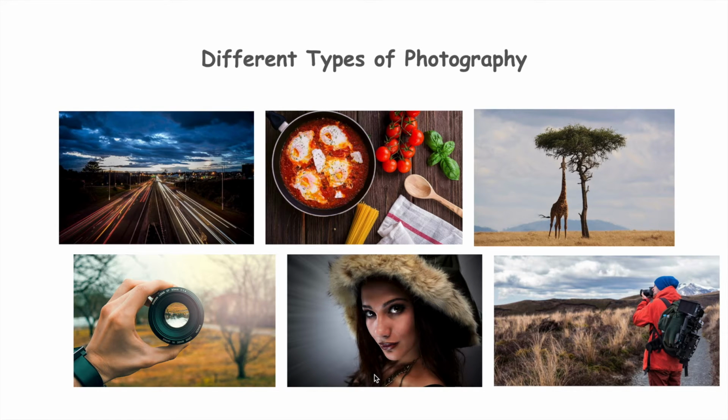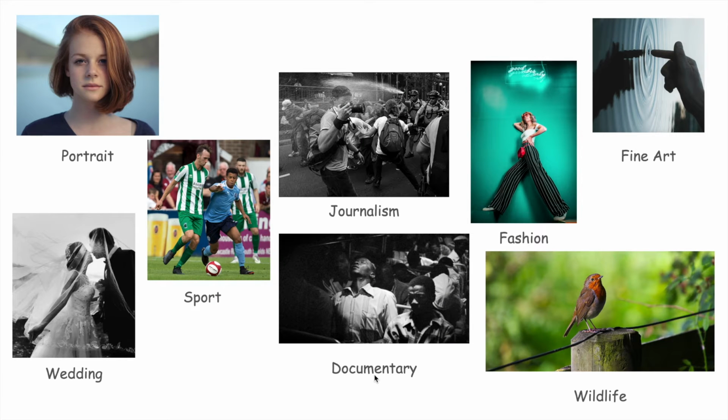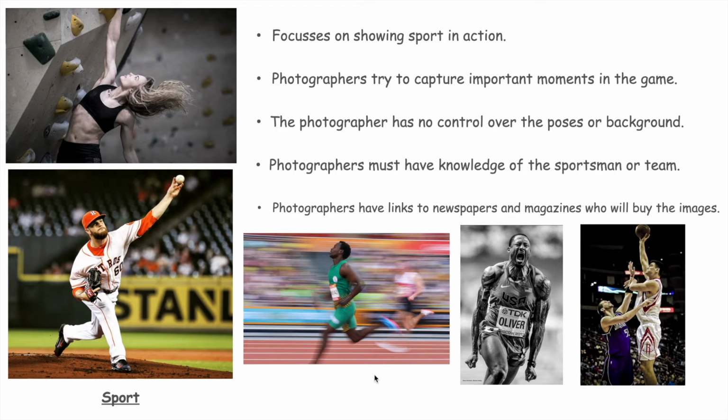Before we get started, let's see if you can remember what the different types of photography are. Remember I said we were going to talk about 8 over the four videos, so 2 each video. Can you remember? Let's go on to the next slide. So we've got portrait, wedding, sport, journalism, documentary, fashion, wildlife, and fine art. We're going to start off by looking at sport photography.